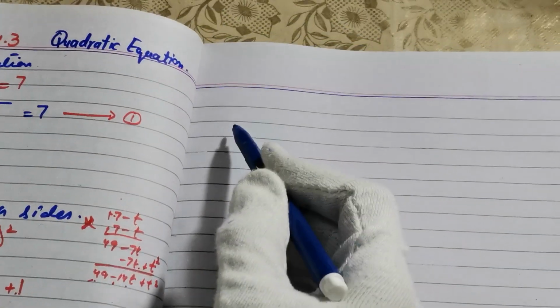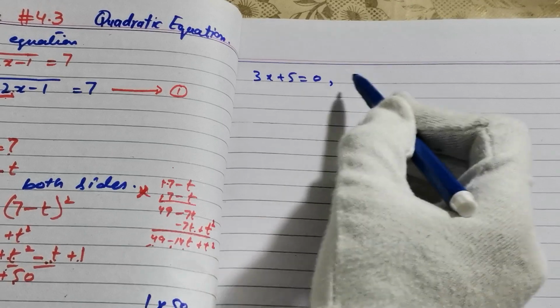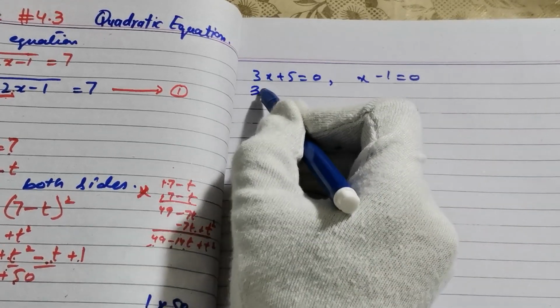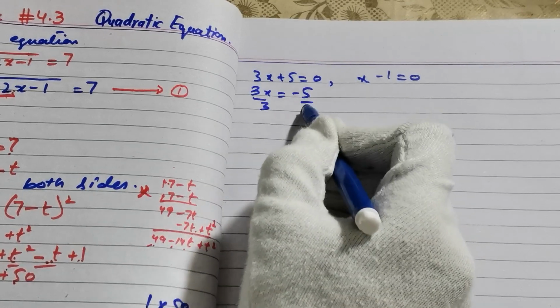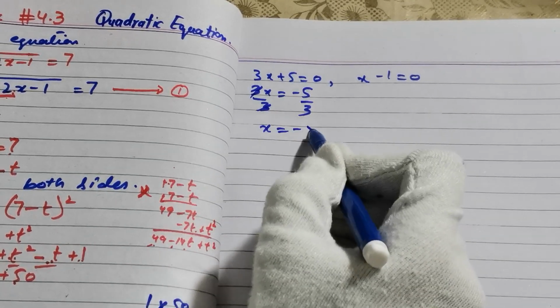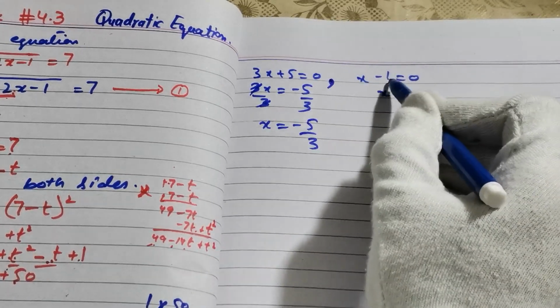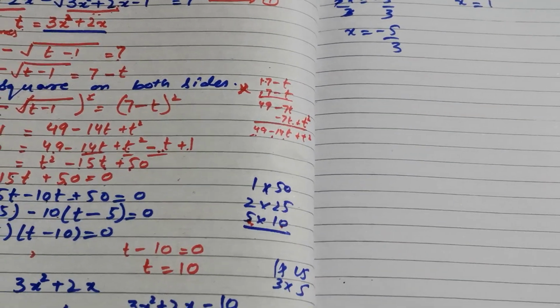Now first of all we take 3x plus 5 is equal to 0, and x minus 1 equal to 0. 3x plus 5: positive 5 becomes negative 5 and we divide both sides by 3. x is equal to minus 5 by 3. And next, x minus 1, x is equal to positive 1 when taken to the right side.